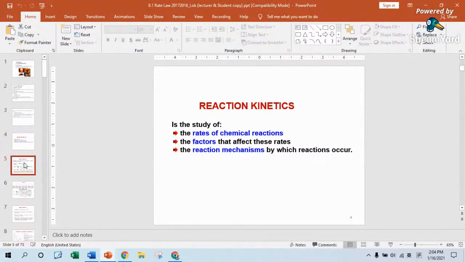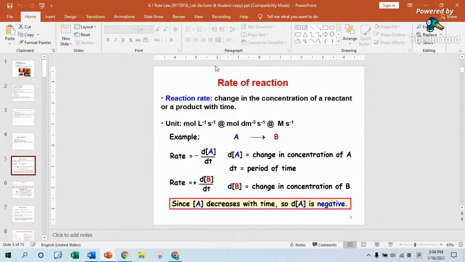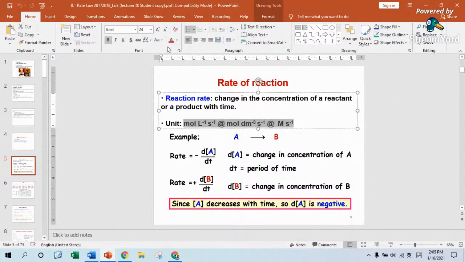Now, rate of reaction. According to the definition, reaction rate is the change in the concentration of a reactant or a product with time. Please highlight this, very important: the unit for the reaction rate is molar per second. The molar comes from mole per liter or mole per dm cube. So these are the units for reaction rate.